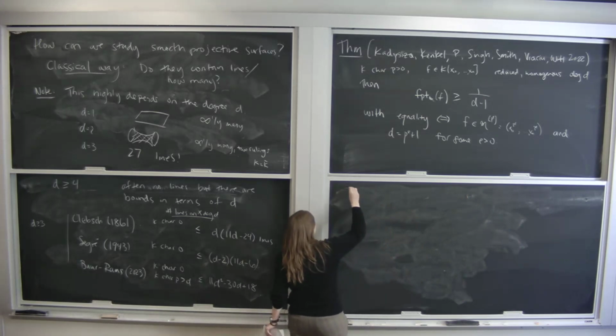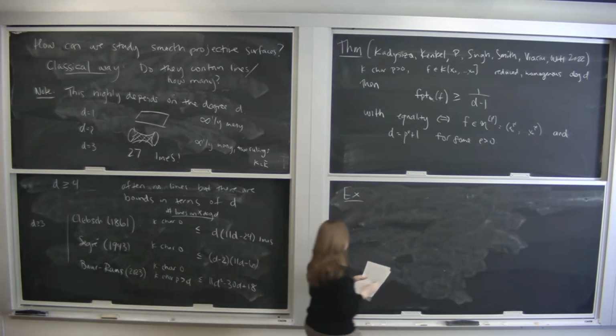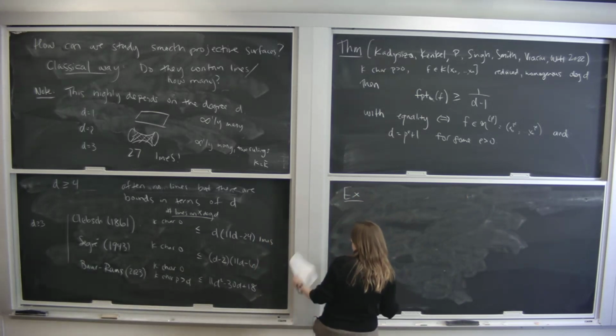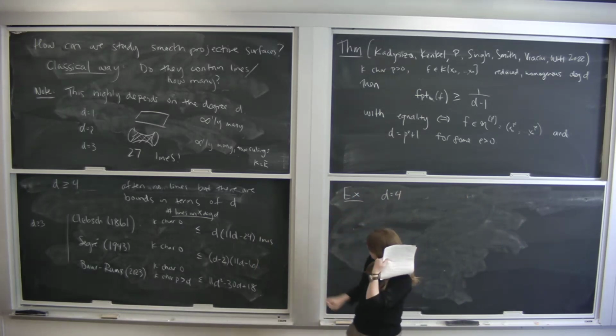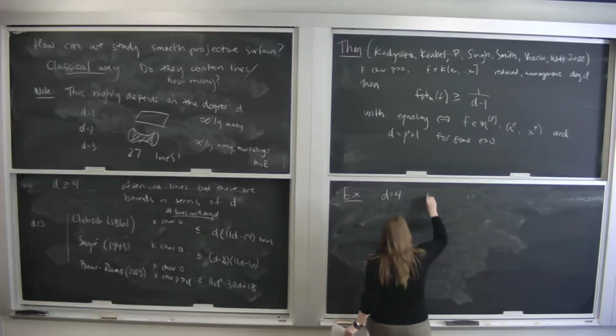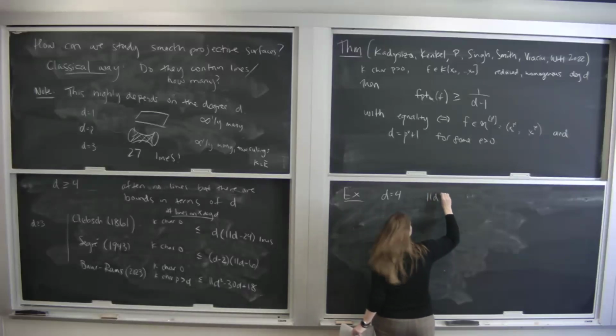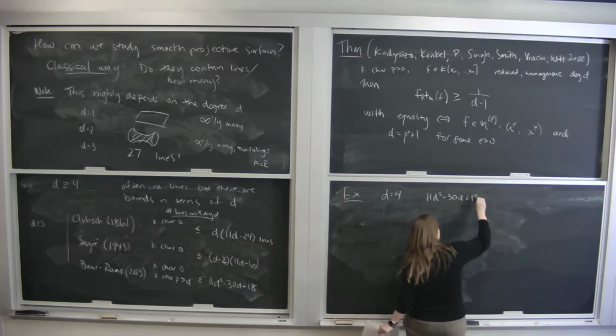All right, so let's see examples. This is going to be an example of why these aren't sharp. When d equals 4, the smallest of these bounds is the last one, even at d equals 4. So 11d squared minus 30d plus 18, hopefully, if I've written this down right, is 74.